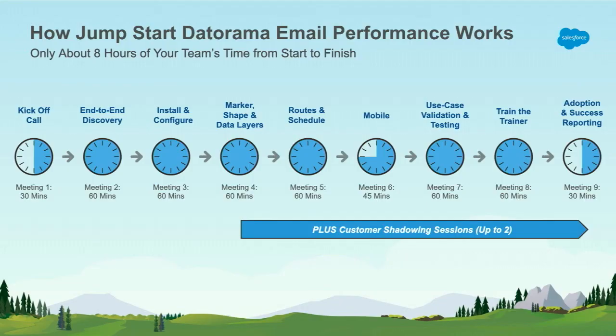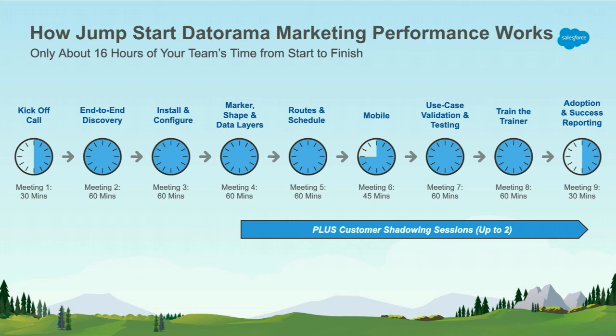Along with the Marketing Cloud Jumpstarts, we have 2 for Datorama. So there's an email performance and marketing performance Jumpstart available. With both of these, you're going to be sitting in with your expert and going through a long series of meetings. So in this case, again, about 8 hours of meetings. With the email performance, you're really going to focus on things like the marker, shape, and data layers, routes and scheduling, and use case validation and testing. So really making sure that that email performance data is strong and that you know how to use it.